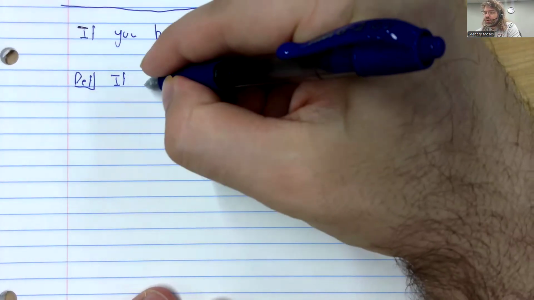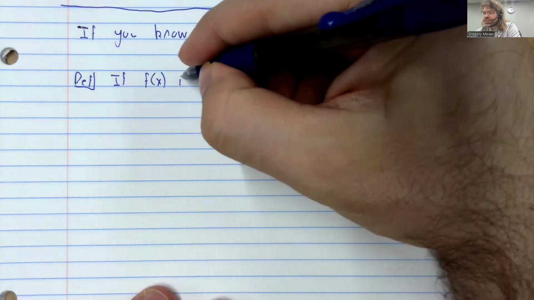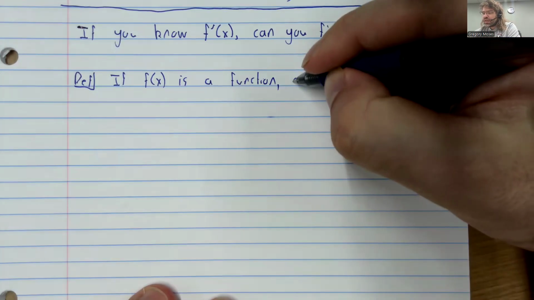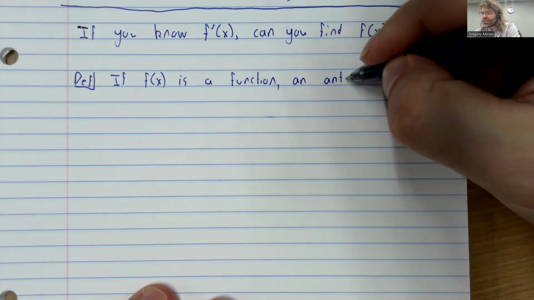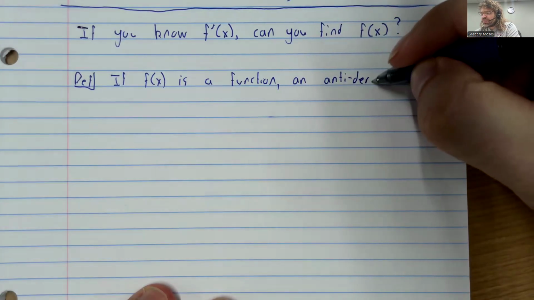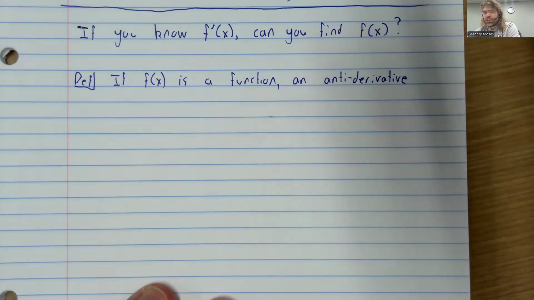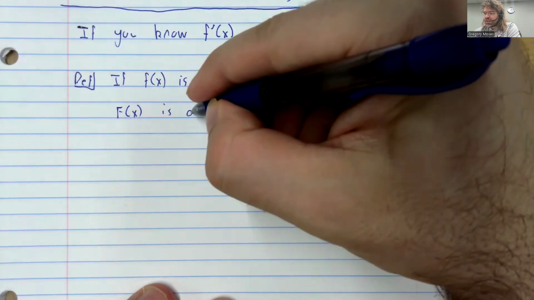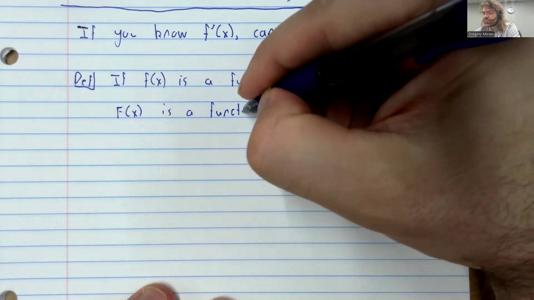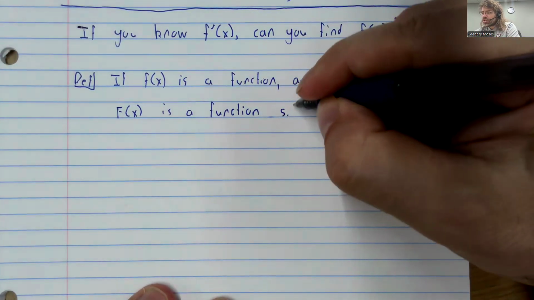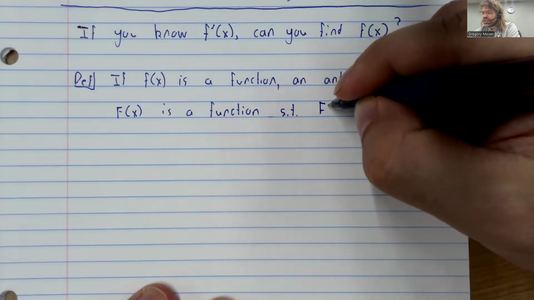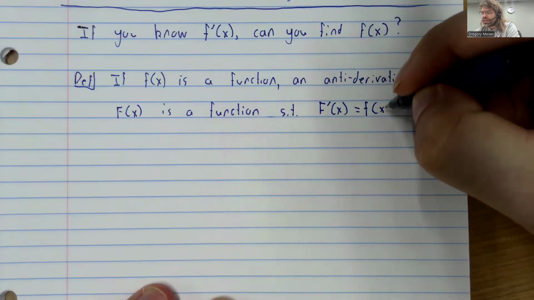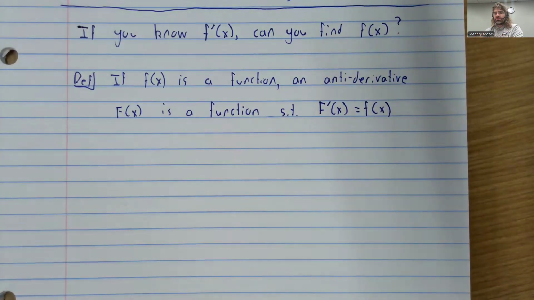If lowercase f of x is a function, an antiderivative, capital F of x, is a function such that the derivative of capital F of x is lowercase f of x.